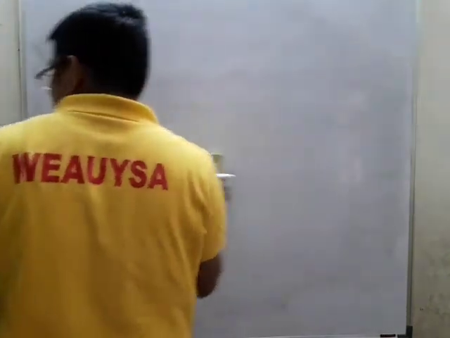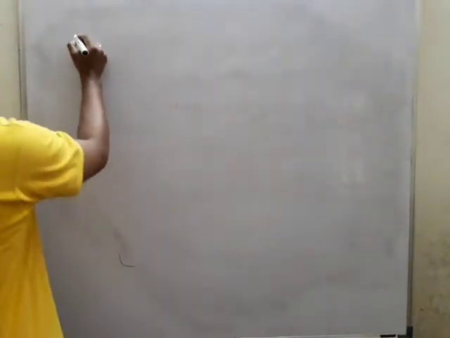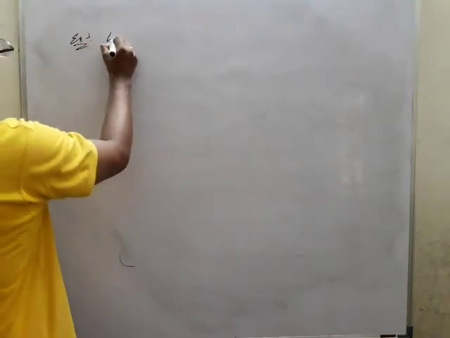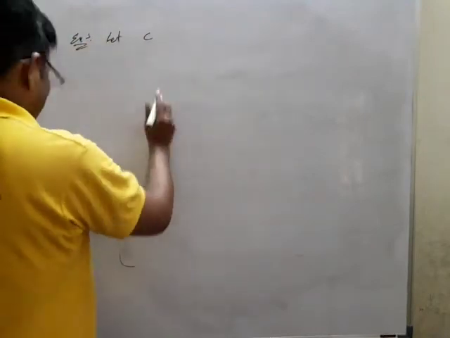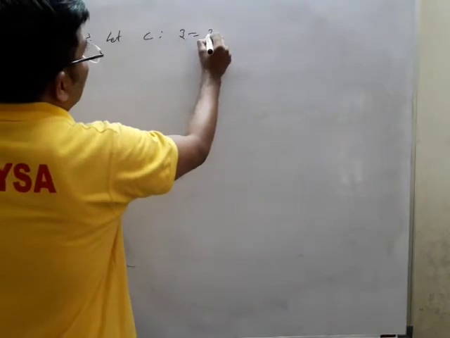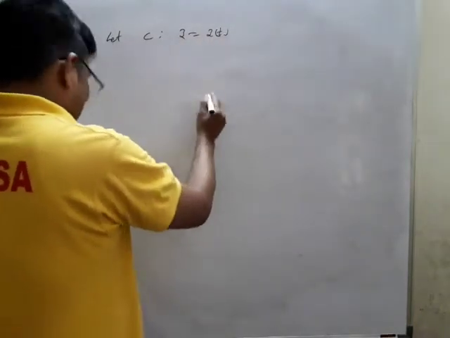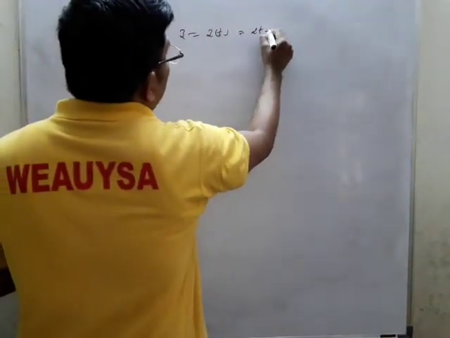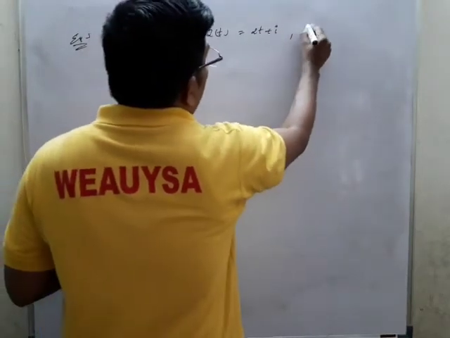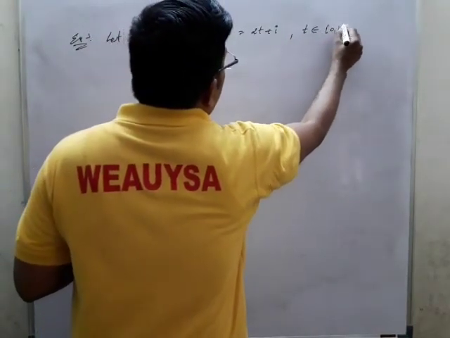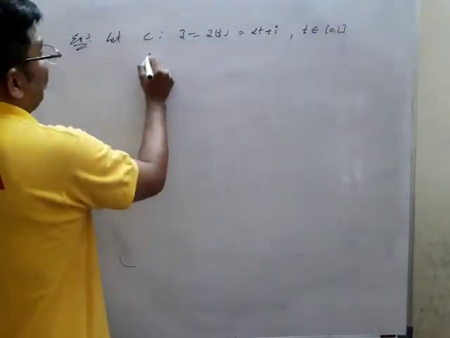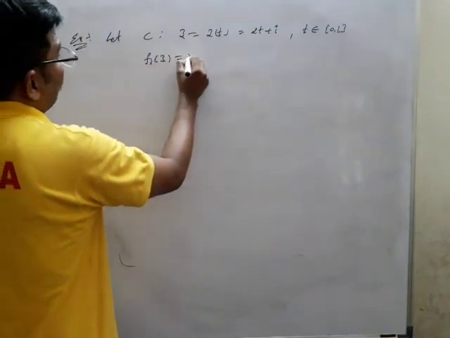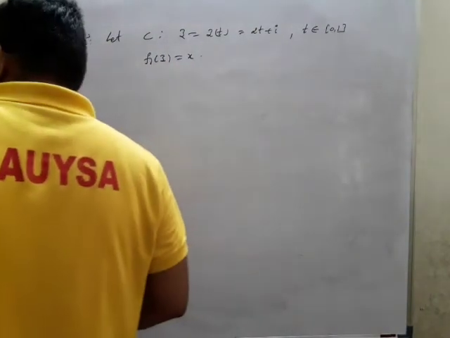If you do one problem, we can understand very easily. One problem will do. Example, how to use this one. Let C, that is z equal to z of t, that is nothing but 2t plus i, where t belongs to 0 comma 1. Now we want to prove f1 of z is equal to x. Now we'll try to prove this one.